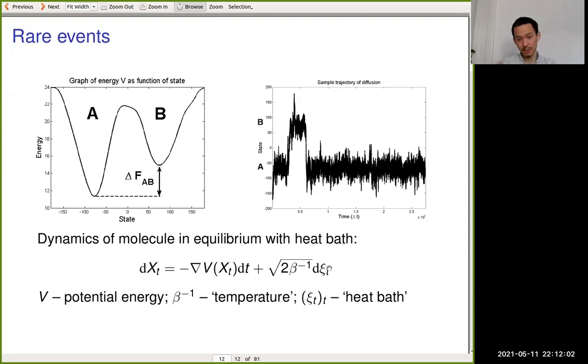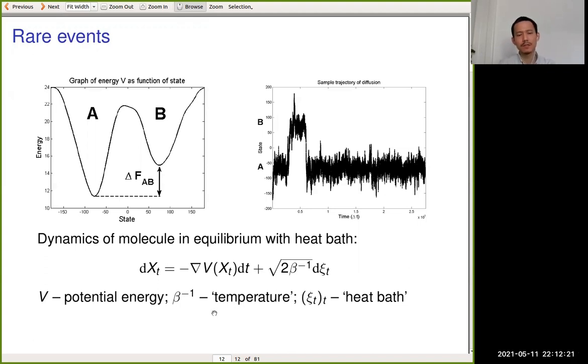What we've done here is model the dynamics of this molecule in equilibrium with a heat bath using a stochastic differential equation driven by the gradient of the potential energy V. And we're using Brownian motion perturbation to model the effect of the heat bath on the molecule.